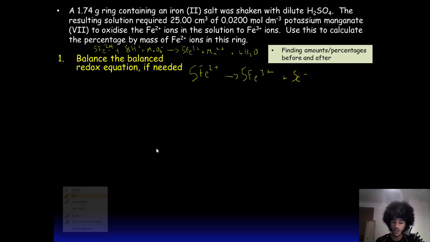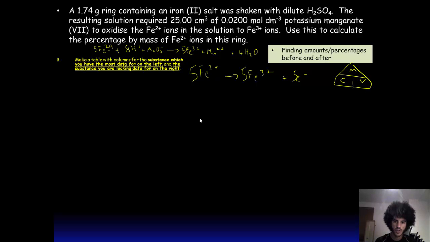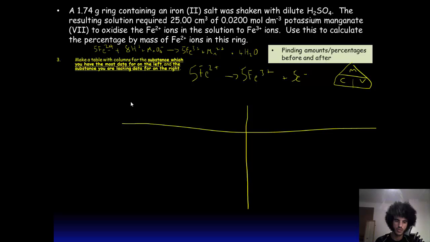Now let's work out what I need to do. First step is to write the equation triangle out. Moles is always at the top, as I know. Concentration and volume at the bottom. There's my triangle. Next step, make a table. So let's make sure my two columns on the right have lots of room. And that's my other one.